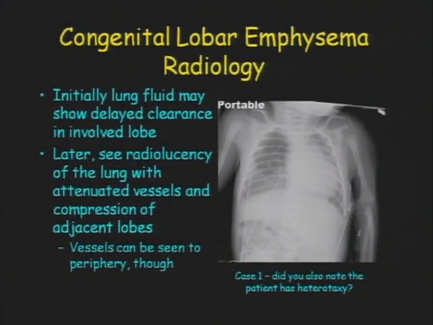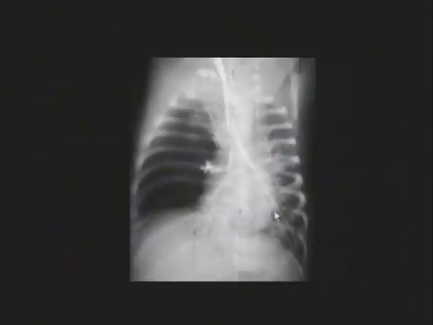Initially, again, these may be a solid mass right when the baby's born and the fluid is not clearing well from that part of the lung. Later, you see hyperaerated lung. This is case 1, where you can see that there's a congenital lobar emphysema in the right upper lobe. And if you check here, there's a transverse liver, and actually the bowel is on the right in this baby that had heterotaxy and complicated congenital heart disease.